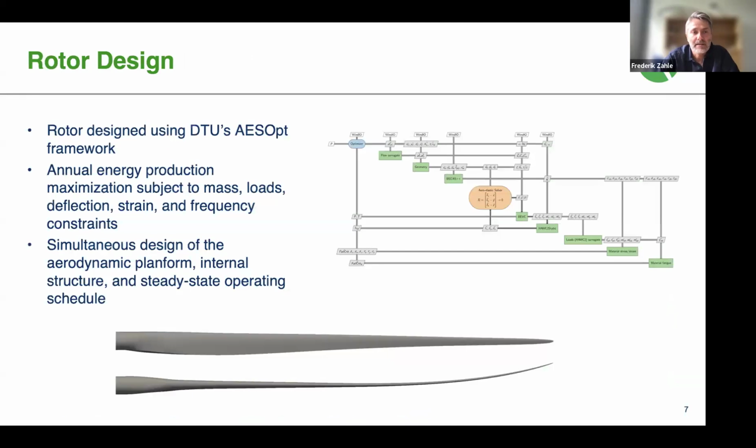So the rotor design has been done using DTU's in-house framework, ASOPT, where we conduct a fully coupled optimization where we simultaneously design the aerodynamic planform, internal structure, and steady state operating schedule, where we seek to maximize annual energy production, subject to a variety of different constraints. On the right here, you then see the overall workflow that is being run in that optimization tool, where, as I said, things are being sized simultaneously using numerical optimization.